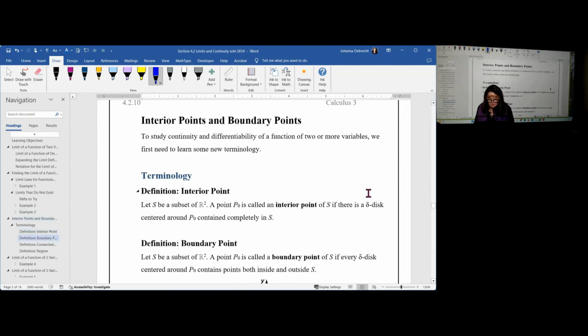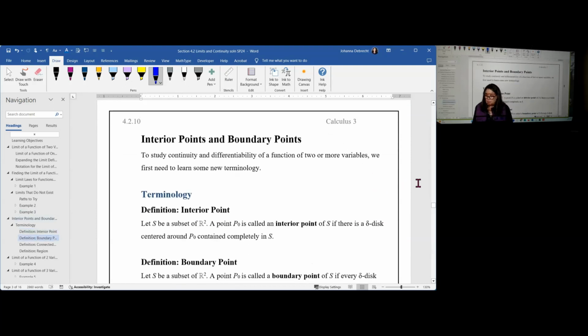We need to talk about some terminology now, because we want to talk about what if we can't make a full delta ball around the point. So we want to talk about what are interior points, what are boundary points, in order to expand our definitions of continuity and differentiability. Let's talk about an interior point first.